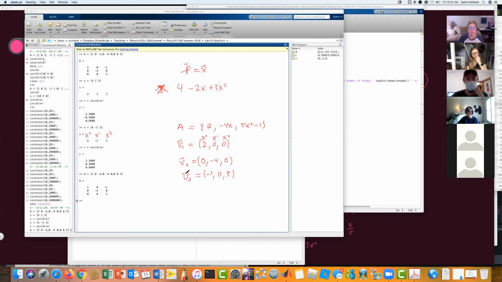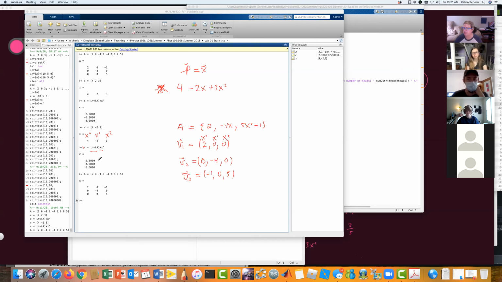Then I computed my answer: C is the inverse of the A matrix multiplied with the transpose of X, because it has to be a column vector. The transpose takes a row vector and puts it into a column. And what did I get? C1 is 2.3. We got 2.3, 0.5, and 0.6, and 0.6 is obviously 3/5. Any questions on this?